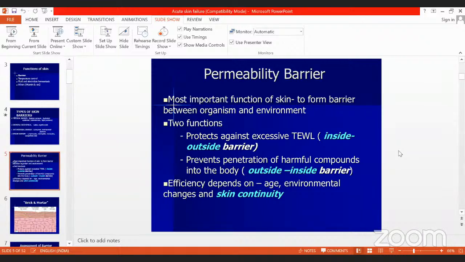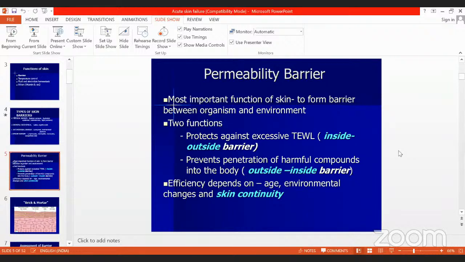Its efficiency depends on a lot of factors. For example, in very young children and very old people, the skin barrier is a little less robust compared to, for example, a middle-aged man. Environmental changes, for example, extremes of temperature, can change this. But the most important thing that you need to have a robust permeability barrier is the continuity of the skin. So you have to have continuity of the skin. Without that, this permeability is lost. So this is an important concept.